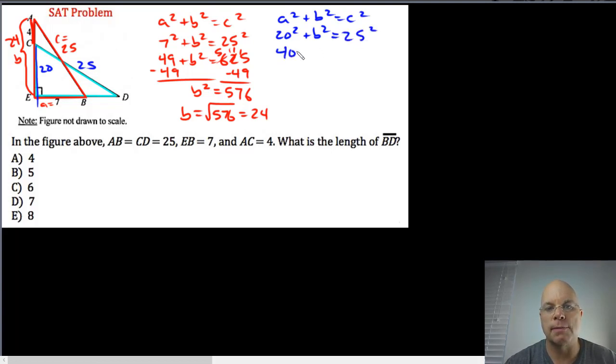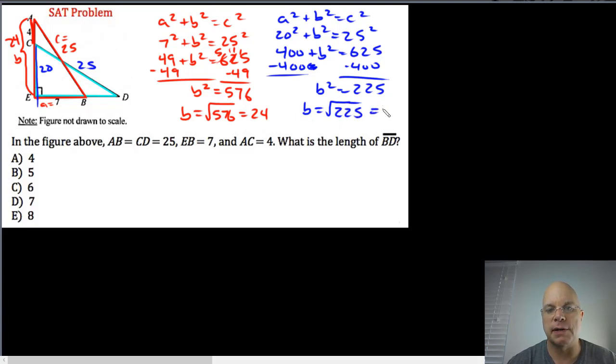20 squared is 400. 25 squared is 625. Subtract 400 from both sides of this equation, and you get b squared is equal to 225, and the square root of 225 is 15. So that means ED is 15, and if EB is 7, BD must be the difference between 15 and 7, which is 8. So answer choice E.